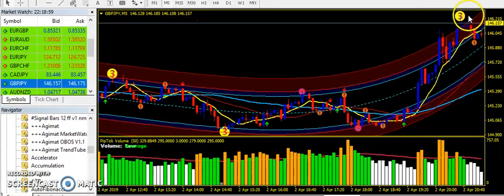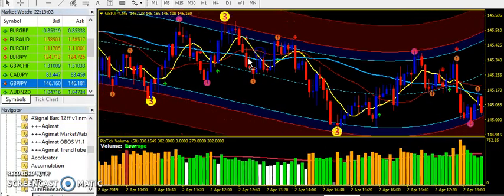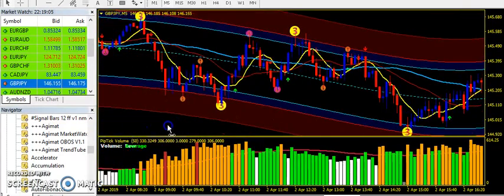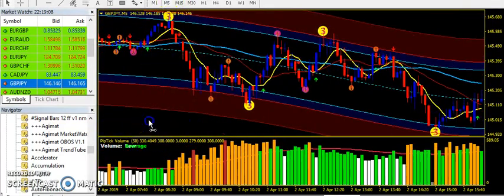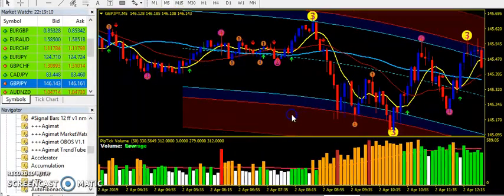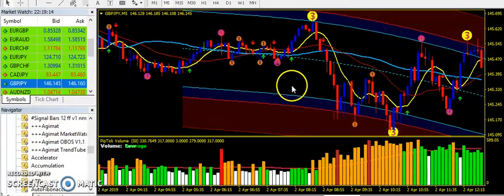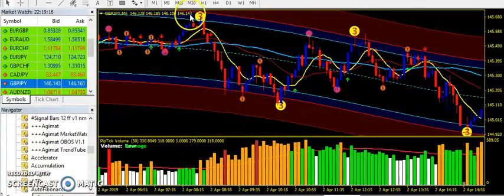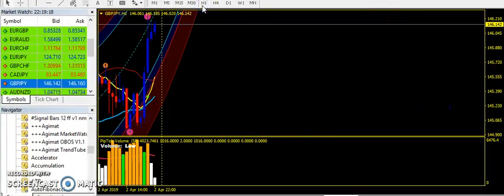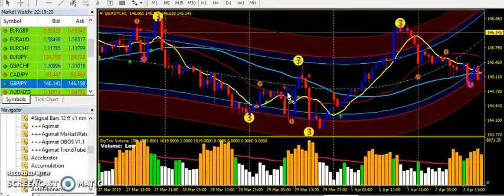So as you can see, a 3 at the bottom, 3 at the top, bottom, top, bottom, top, and then it ran out. It doesn't go that far, but it does work effectively. This is a 5-minute chart. Let's go on the hour chart. I'm going to show you that it does this very effectively on every time frame.